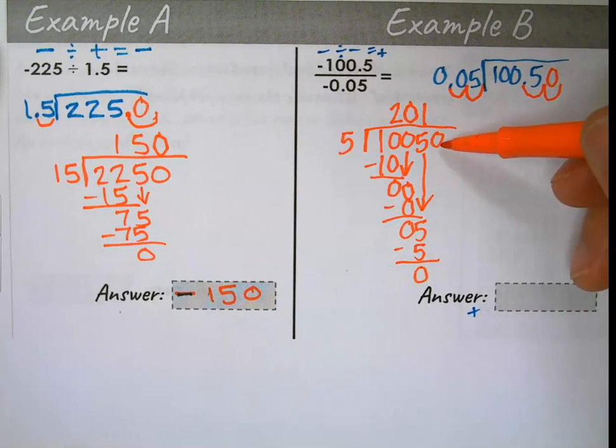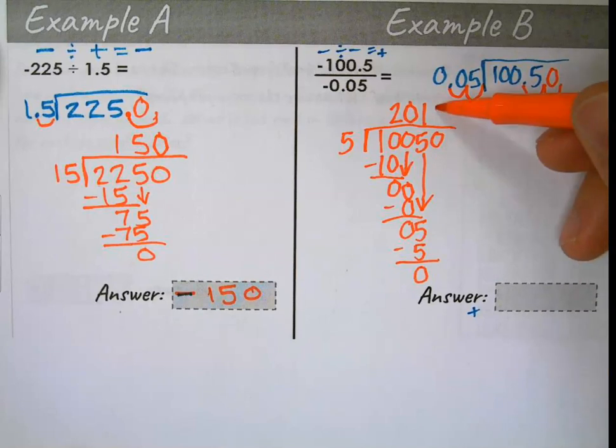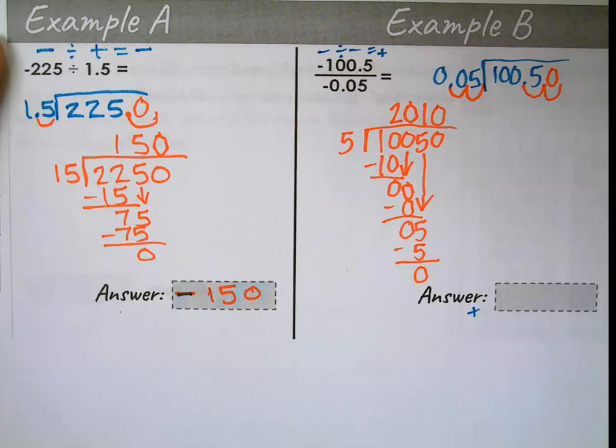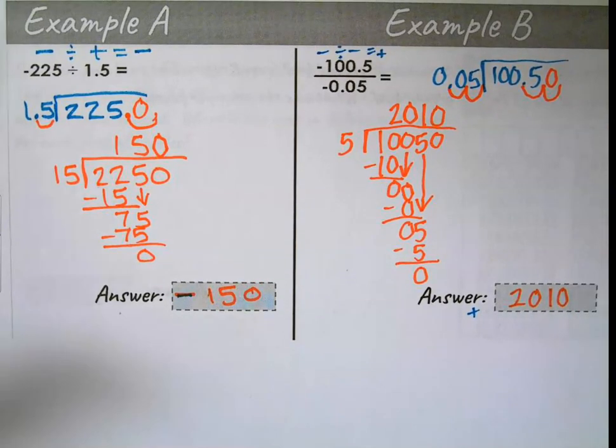And you have this extra 0 at the end. You just bring that straight up. So your answer is positive 2010. Okay, you guys try your turn number 1.